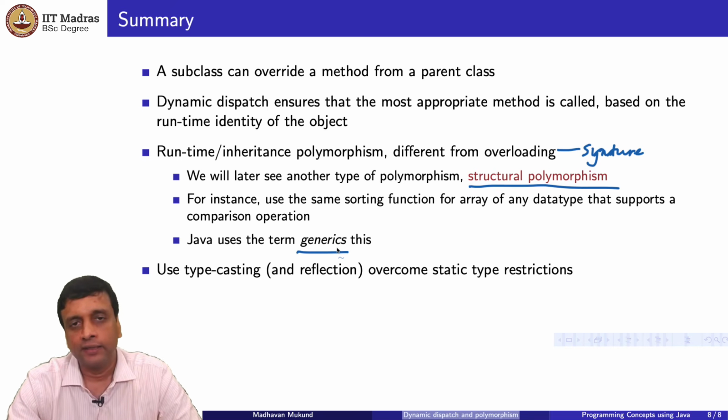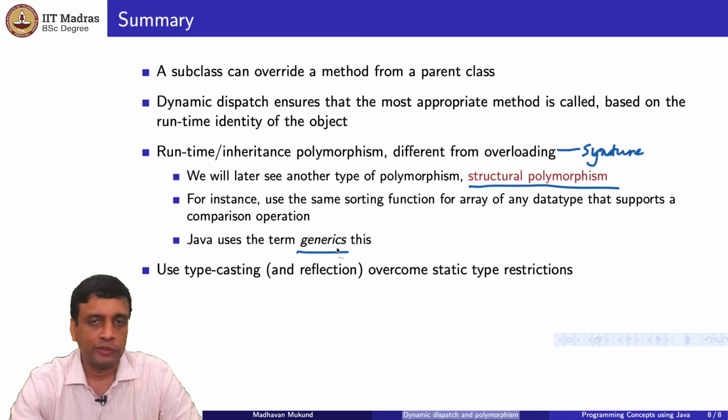So there is a third way of doing polymorphism. There's one way of doing polymorphism, which is just a kind of trick, which is overloading. There's another way which is based on dynamic dispatch, which is based on the class hierarchy. And the third way is to use some property of the type and say that if the type has this property, if it can be compared, if you can do something else, then my function will work. And this is something we will see later.